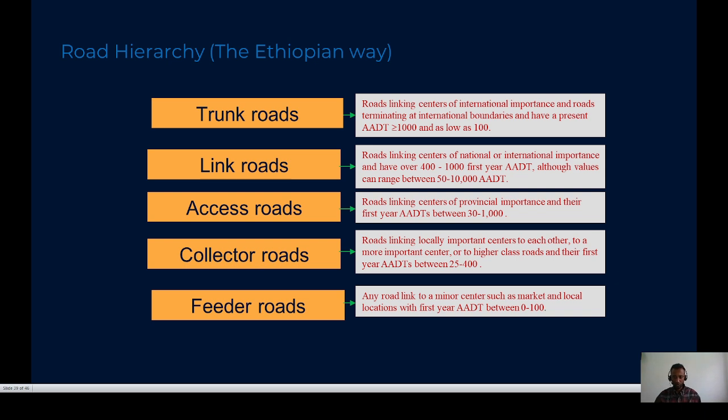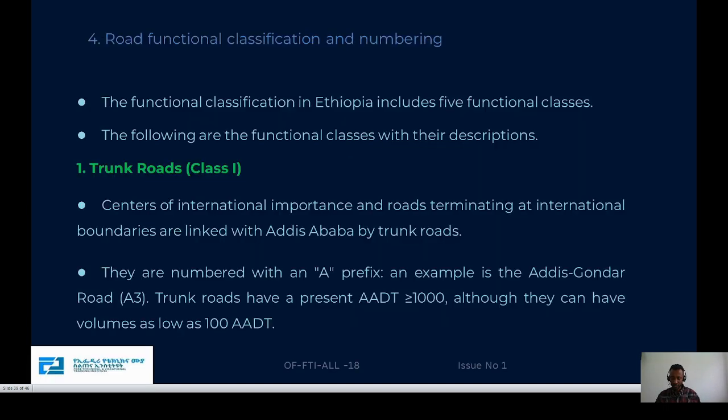We also have the ADT, the average annual daily traffic. The traffic volume in trunk roads is greater than 1000. In link roads it is 400 up to 1000. Access roads are 130 to 400. Collectors are from 25 up to 400. Feeders are up to 100 ADT.